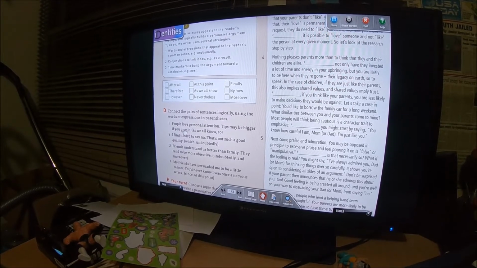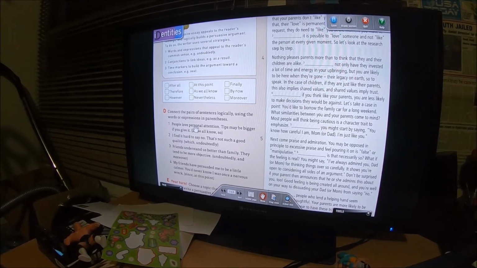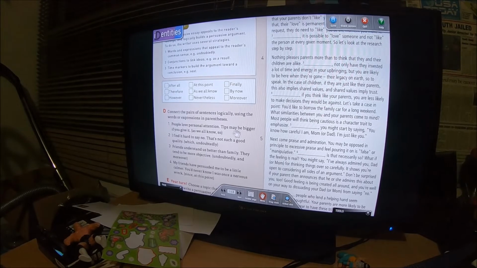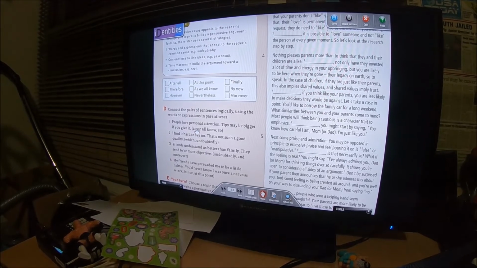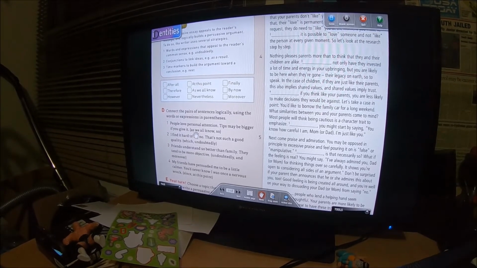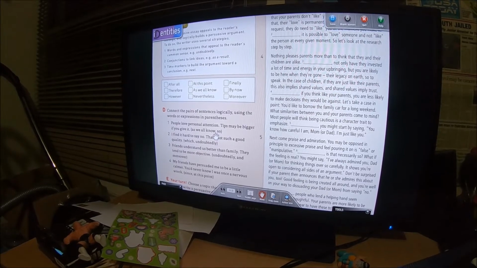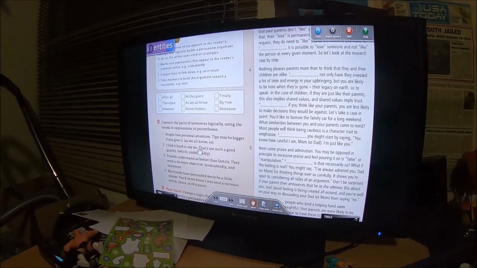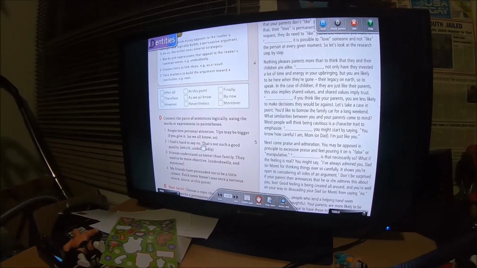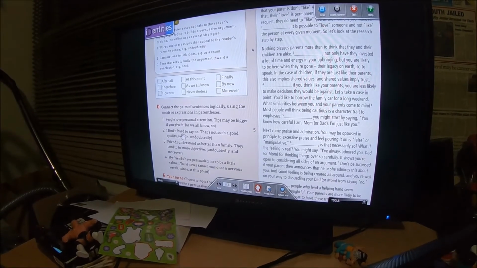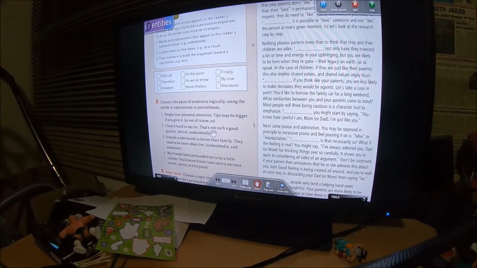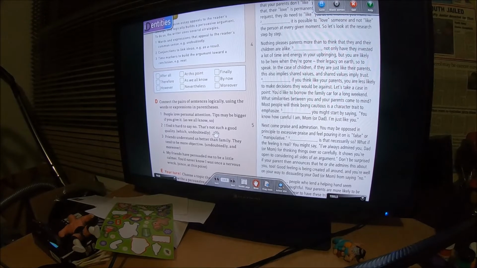So how could we use these right here? People love personal attention. Tips may be bigger if you give it. All right, so it gives us, as we all know, right? How could we change this and connect it, right? If we look at number 2, I find it hard to say no. That is not such a good quality.